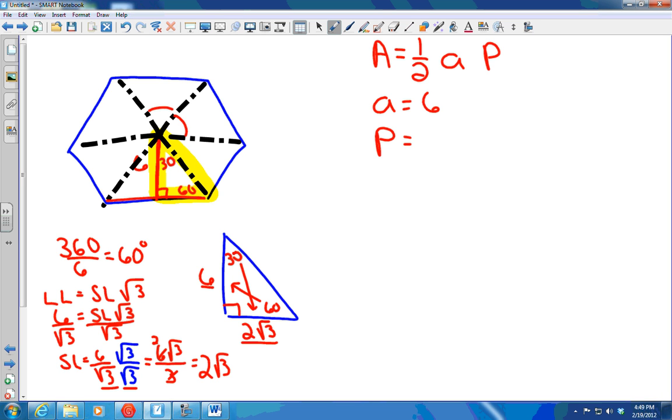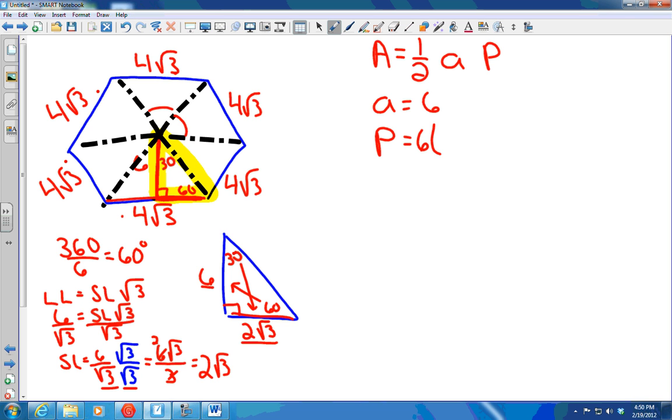And that's helpful because if this is 2 times the square root of 3, then this right here is 2 times the square root of 3. And the whole side is twice that, or 4 times the square root of 3. And so that means each one of the sides is 4 times the square root of 3. So it's easy for me to find the perimeter. The perimeter is 6 times, 1, 2, 3, 4, 5, 6, 6 times 4 times the square root of 3. And 6 times 4 is 24. So I know my perimeter is 24 times the square root of 3.